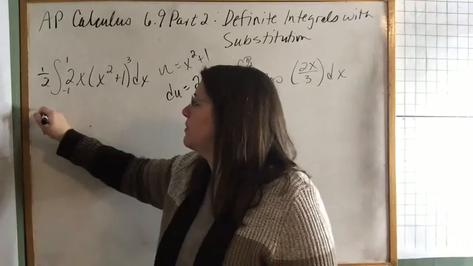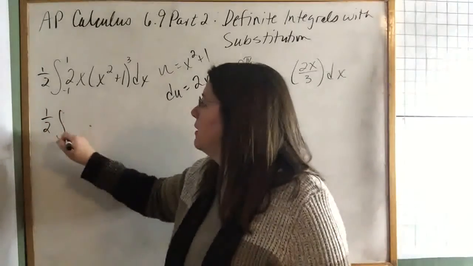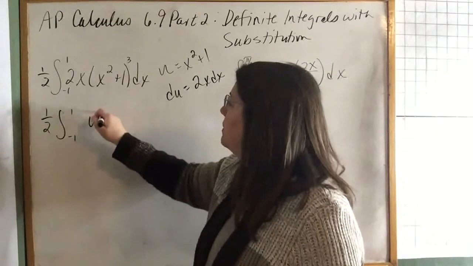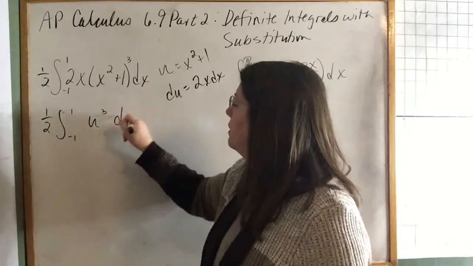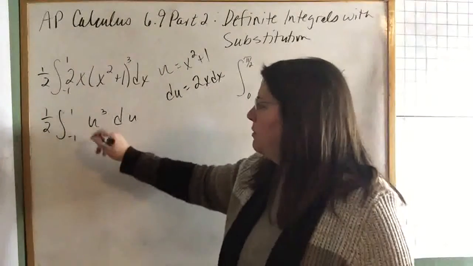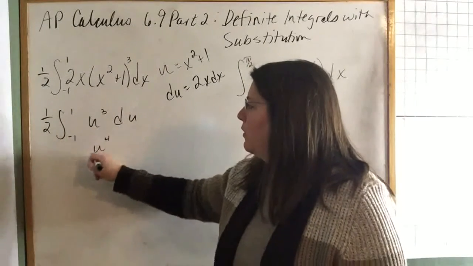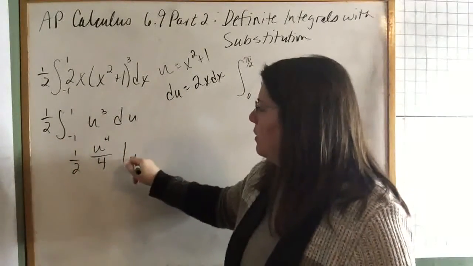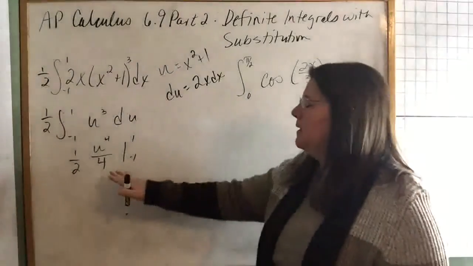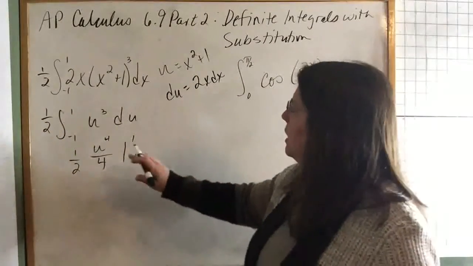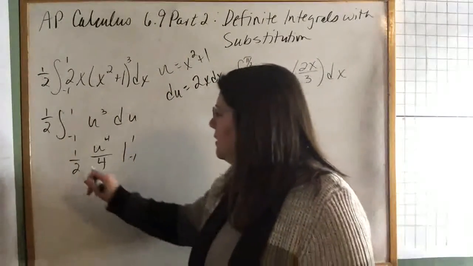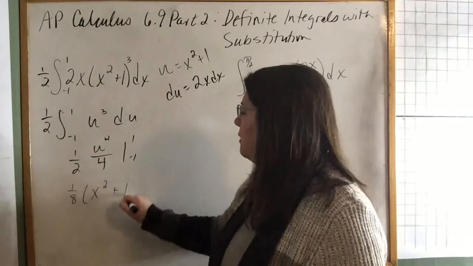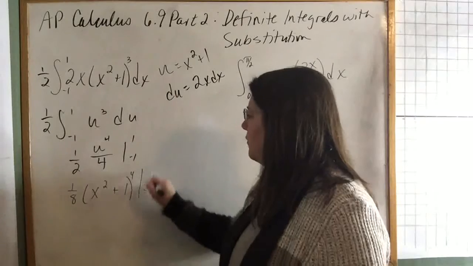so that I haven't changed the value of the original problem. And then I'm going to do my u substitution. So I've got 1/2 from -1 to 1, u cubed du. That's a pretty simple integration. That would be u to the 4th over 4, and then we still have it times the 1/2. It's going from -1 to 1. And then I'm going to re-substitute. My u was x squared plus 1, so I have 1/8 times x squared plus 1 to the 4th, going from -1 to 1.